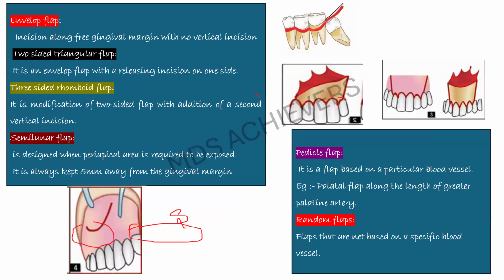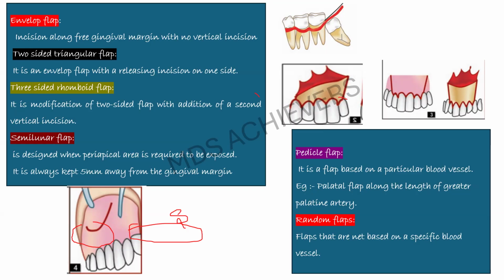Coming to the annular flap, an incision along the gingival margin with no vertical incision is given. Whereas the two-sided triangular flap is an annular flap with a releasing incision. You can see in the images. If we give just a sulcular incision, then it is an annular flap. Whereas a two-sided triangular flap is a flap with a releasing incision on only one side. A very good example is Ledermann's flap.